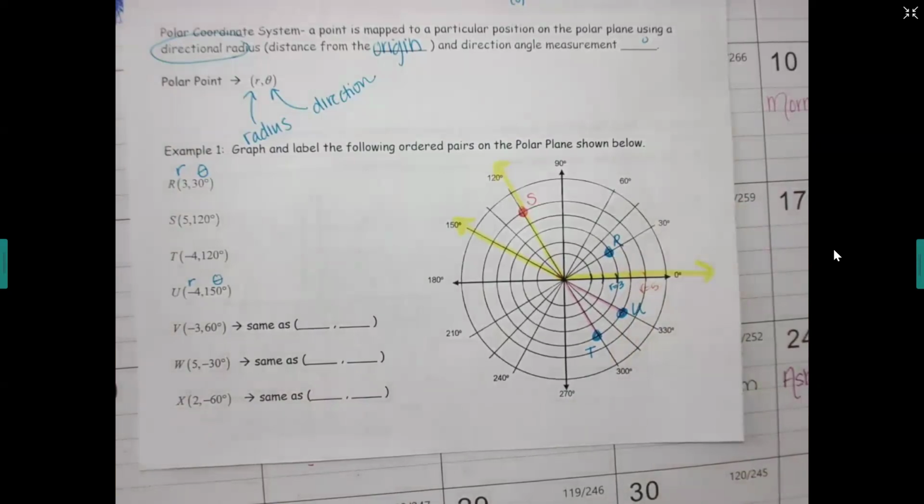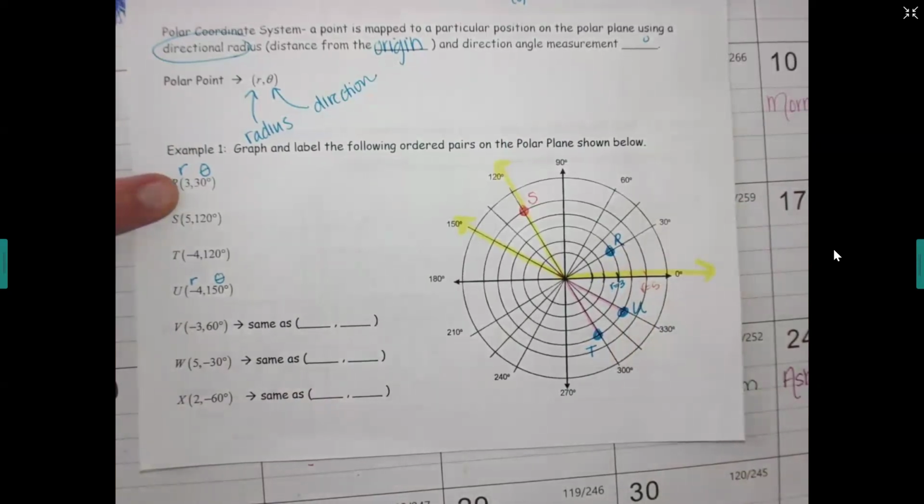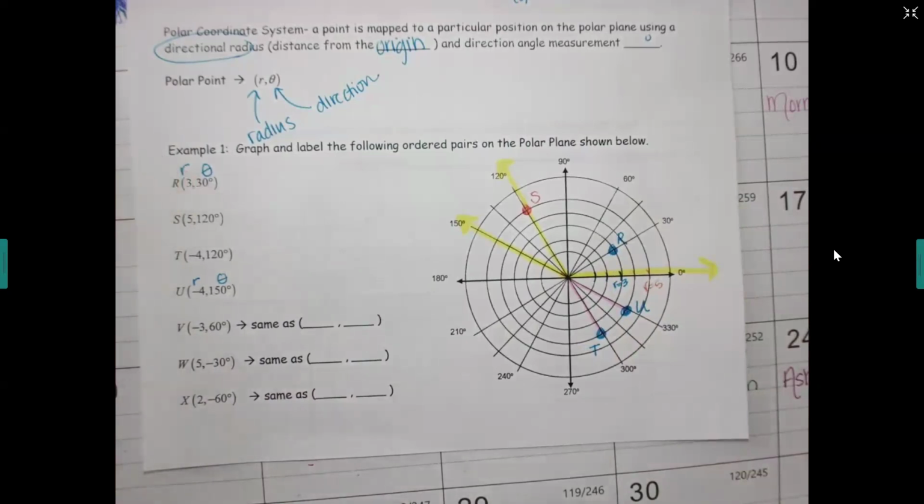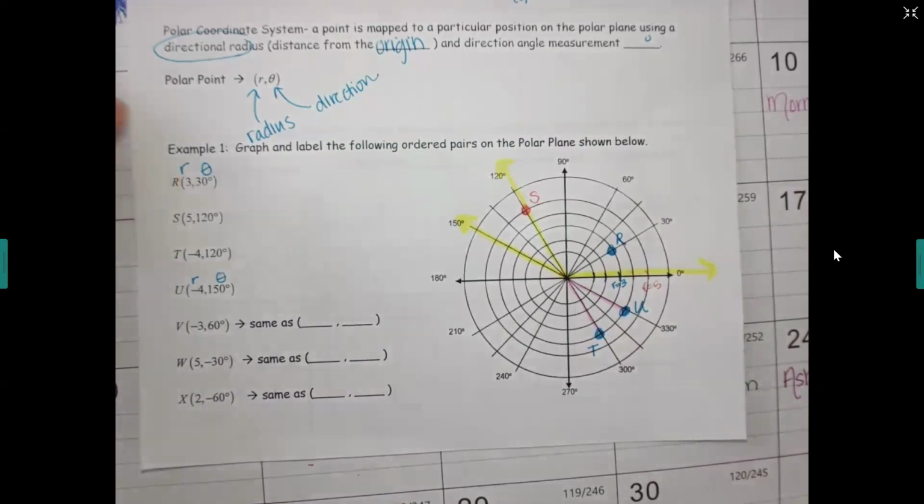And so even though these come in the order that you get the ring first and the theta second, to me, it's easier to find the theta on the circle first and then count the ring second. But you just have to know they're going to come ring first, theta second.